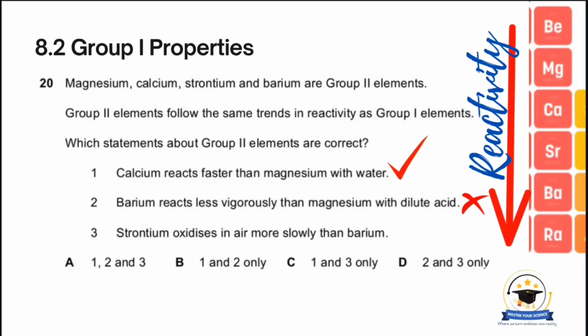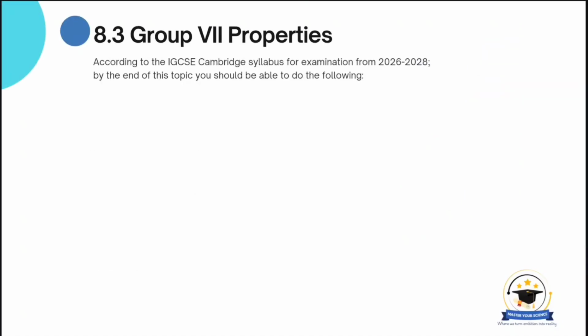Then strontium oxidizes in air more slowly than barium. So strontium is before barium as we're going down the group, so barium is more reactive compared to strontium. So that makes statement number 3 correct. So our answer would be 1 and 3 are the correct statements, so that makes C the correct answer.